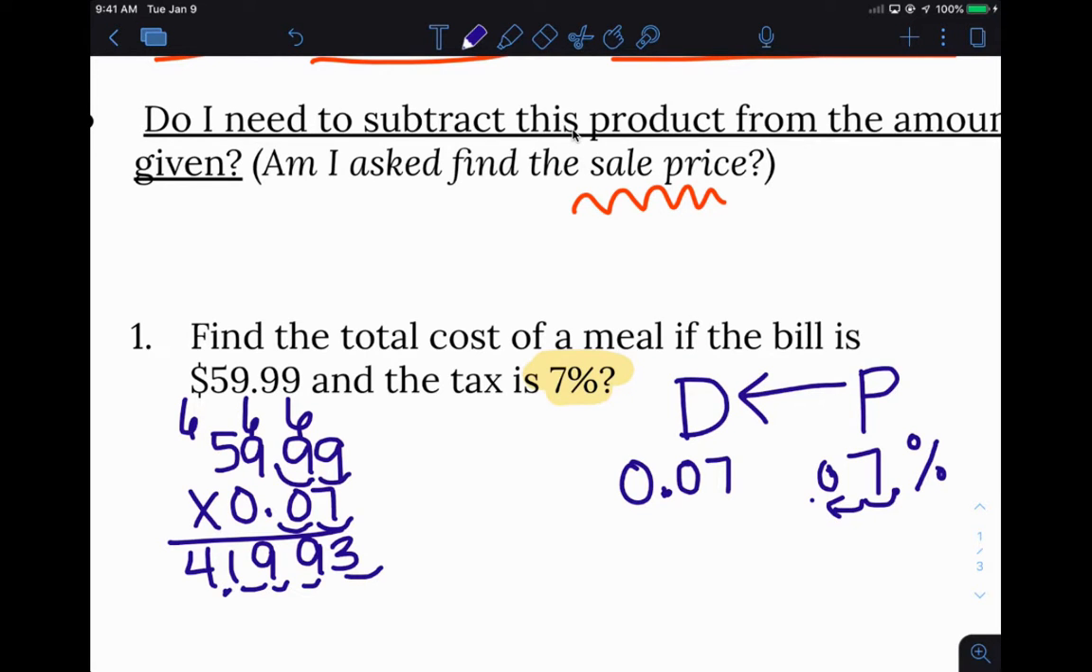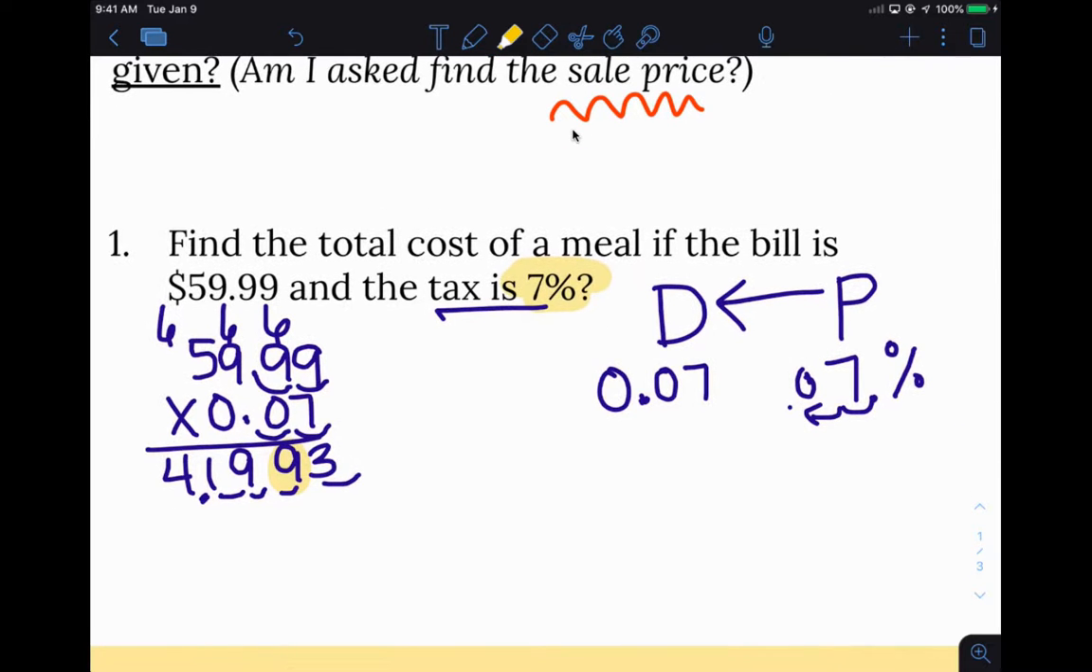And so we have that the tax to pay is going to be $4. We only need 2 decimal places because this is money. So the tax for this meal is $4, and this 9 rounds to a 10, and that 10 is going to turn that 1 into a 2. So this is going to be $4.20.